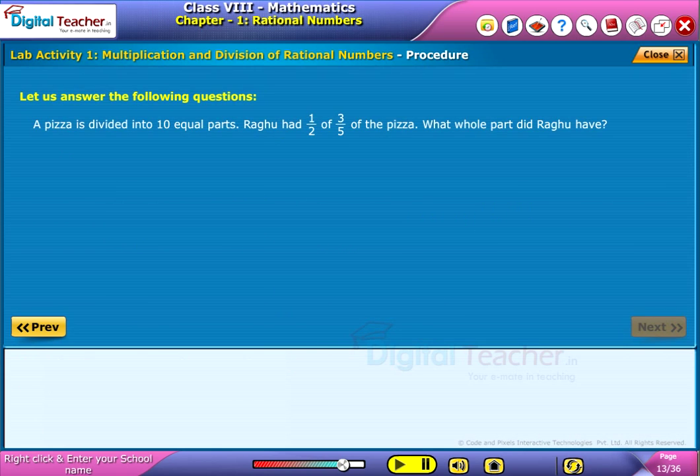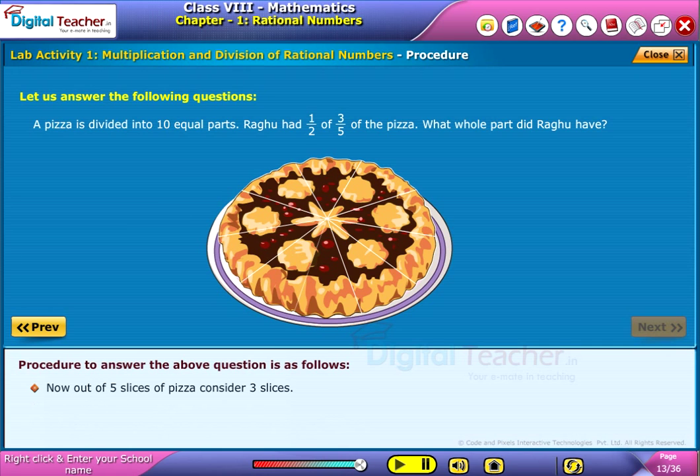A pizza is divided into 10 equal parts. Raghu had 1 by 2 of 3 by 5 of the pizza. What whole part did Raghu have? Out of 5 slices of pizza, consider 3 slices. So 1 by 2 into 3 by 5 is equal to 3 by 10.